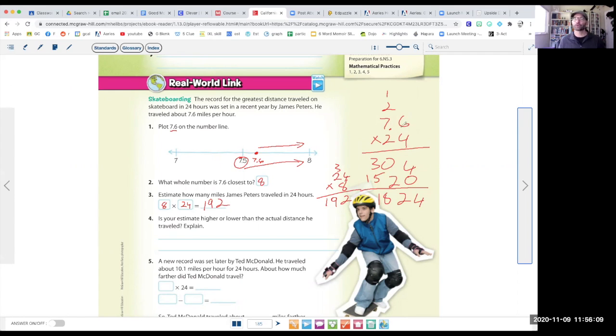And if you remember, when we did adding and subtracting decimals, you line up the decimals. When you multiply, you don't have to line them up, but you have to count how many are in the problem. There's 1 decimal place in the problem, so there's 1 decimal place in the answer. So our answer would be 182.4. The real answer is 182.4. We estimated 192. Oops, sorry, there's a decimal there. 192. So our estimate was higher. And that's because we moved 7.6 up to 8. So that's why it's higher.